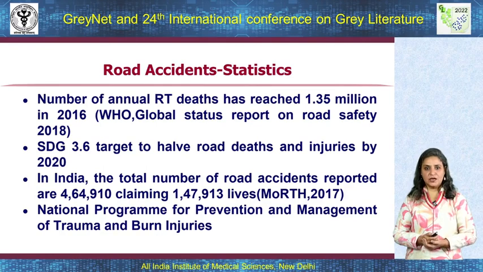These are the statistics on road traffic injuries. One is by the World Health Organization from the Global Status Report. The annual road traffic deaths have reached 1.35 million in 2016. The Sustainable Development Goals target is to reduce road deaths and injuries by half. And in our scenario, the Ministry of Road Transportation and Highways has reported 4,64,910 accidents, wherein 1,47,913 lives were lost. And then there is a national program for prevention and management of trauma and burn injuries by the Ministry of Health and Family Welfare.